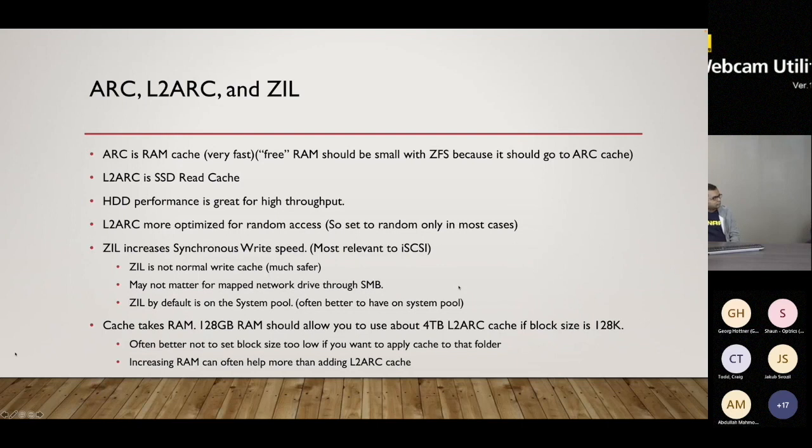Now, L2ARC is SSD read cache. So basically, when files get evicted from the RAM cache, so let's say it's been a little bit of time since you've accessed this file, and now it needs room for the next thing that's being accessed more frequently, it kicks it out of the RAM cache. You can have it put onto the SSD read-only L2ARC cache. Now, something to note here is the ARC cache is just extremely fast for everything, but the L2ARC cache is a little more optimized for random access than sequential access. So most of the time, I recommend setting L2ARC to random only.